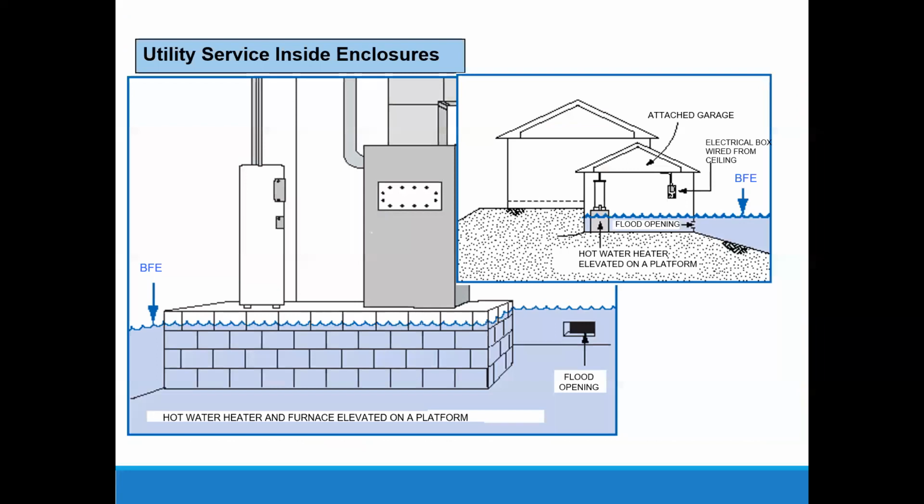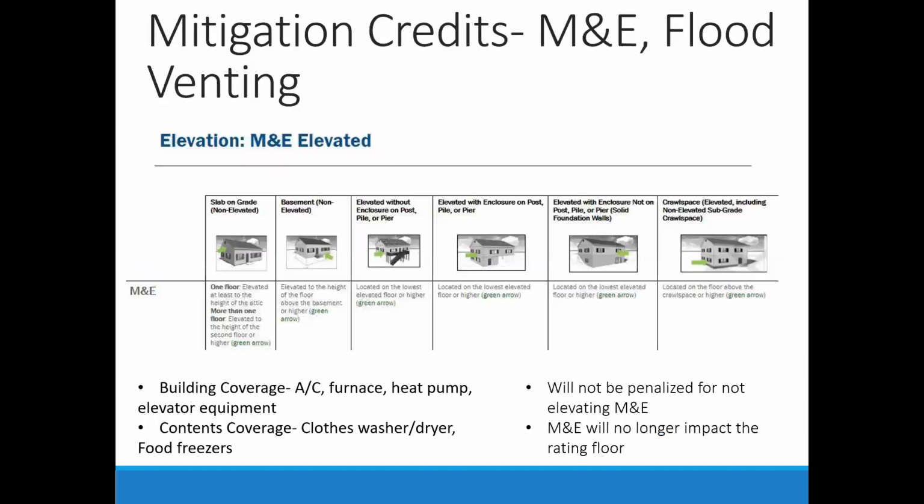So we looked at this a little bit earlier, the same drawing. This wet flood-proofed attached garage, and then these utilities are up on a platform. And I mentioned how under the old system, if these were left on the floor of the garage, it could have changed the rating floor for those property owners. And that is not the case anymore. So this is one of the bigger changes under Risk Rating 2.0. These are under mitigation credits. There are 3 different types of mitigation credits.